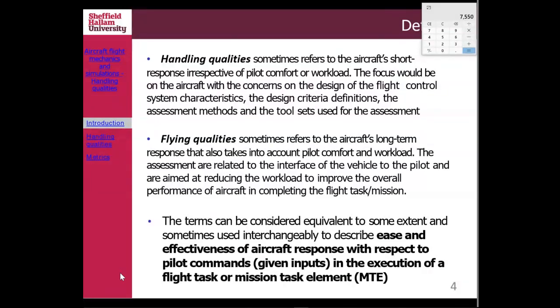But bear in mind, as I said, in many books the terms can be considered equivalent to some extent, and are sometimes used interchangeably to describe the general aircraft response characteristics. So when we talk about handling qualities, sometimes people also include flying qualities, and sometimes when they talk about flying qualities, they also mean handling qualities. So it describes the general aircraft response characteristic with respect to the given inputs. When the pilot gives an input to stabilize the aircraft, it concerns the ease of flying in order for the pilot to complete a task or a mission. I think that is quite clear in that definition, so you can read that by yourself.